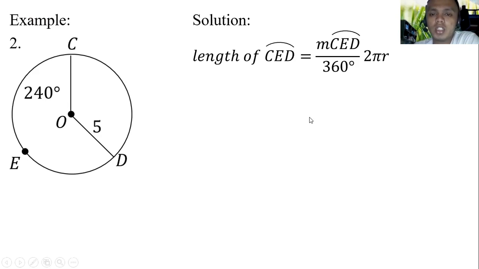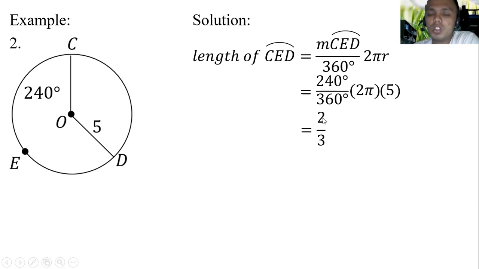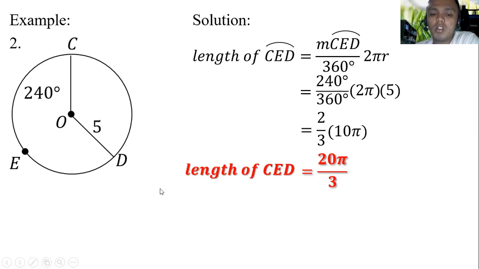Now, the measure of arc CED is 240. So what is the length of arc CED? Now, using this formula, length of arc CED is equal to measure of arc CED over 360 times 2 pi r. Substitute your CED to 240 times 2 pi times your r is 5. I get the lowest term. We have 2/3. 240 over 360, lowest term is 2/3. 2 pi times 5 is 10 pi. Then 2 times 10 pi is 20 pi over 3. Can we divide 20 over 3? No. So ito yung magiging length of arc CED natin: 20 pi over 3.